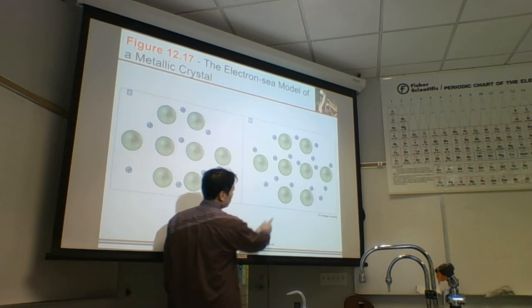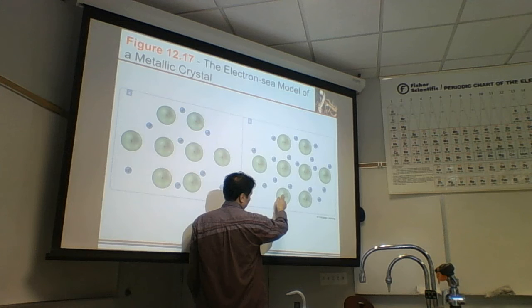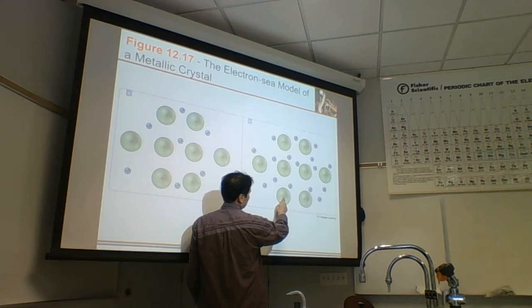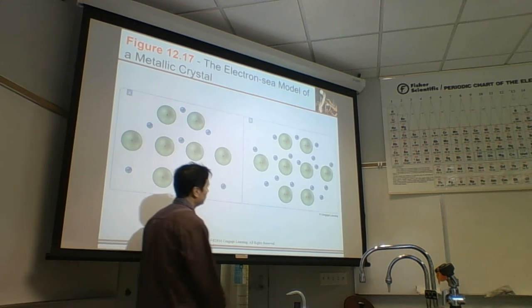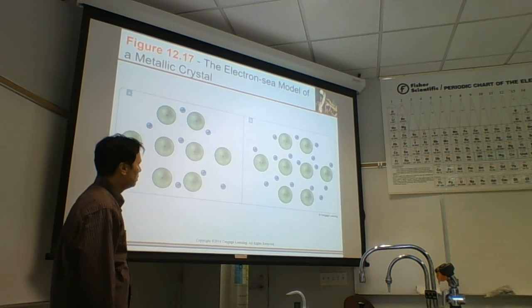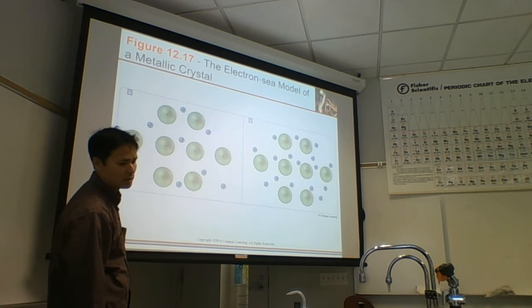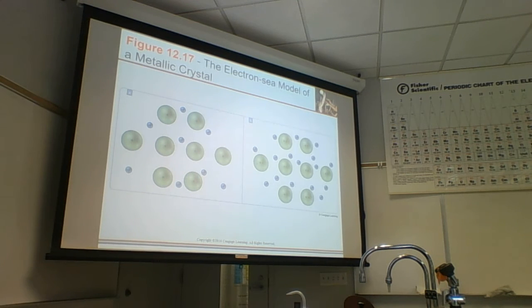They're loosely held. This would be magnesium. You know, magnesium would have nucleus and core electrons here, which gives it a net 2 positive charge, and then the valence electrons out here, and the valence electrons are mobile, free to move. This is called a metallic bond, and one way of visualizing it is the electron sea, or delocalized electron model. This is what they call the electron sea.